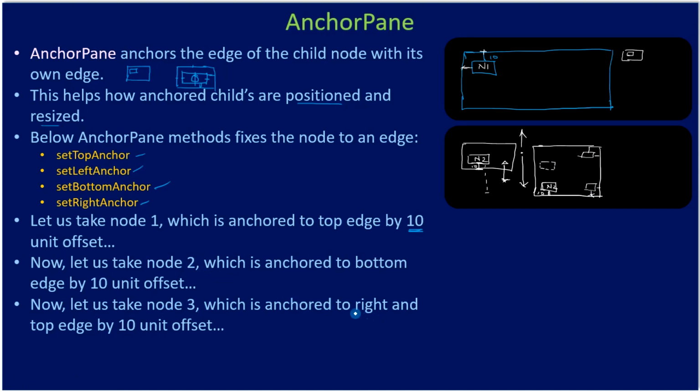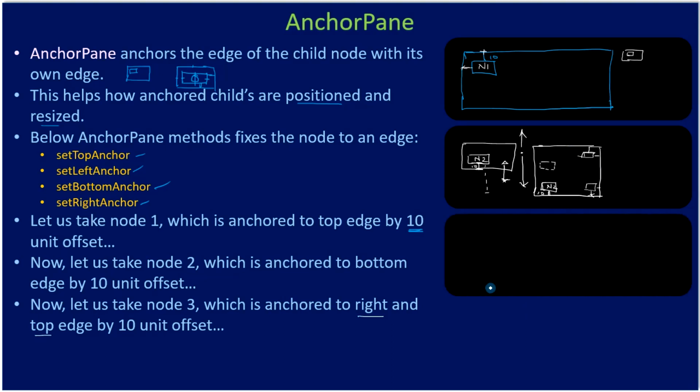But here what we are discussing is node 3, which is anchored to right as well as top edge. So anchored to right and top. So this is the example here. The next example will be right and bottom. Anyhow, here we have taken like this.